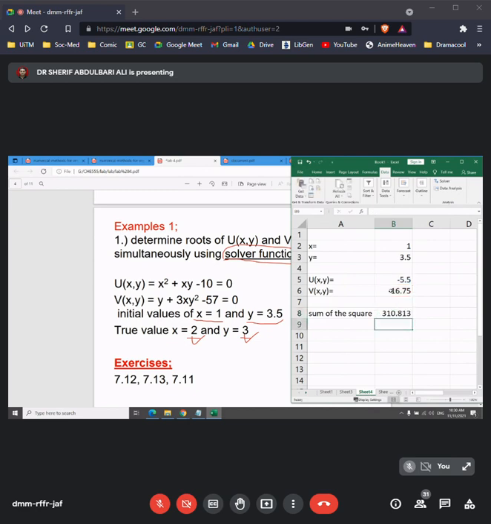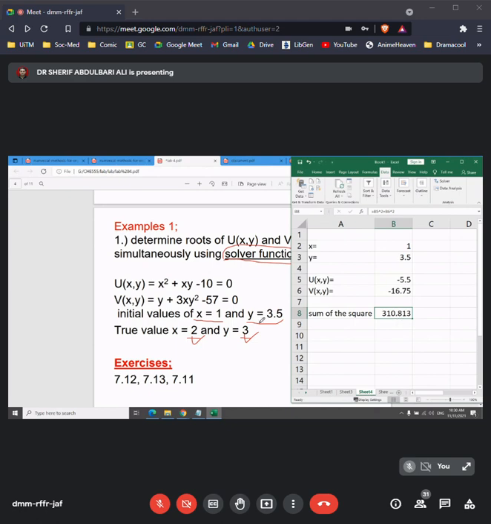I square the values just to get rid of the negative value. I don't want to see the negative sign, so that's why I square this value plus square this value. Now these two functions are combined in one function. If these two functions are equal to 0, that means this is my true value.